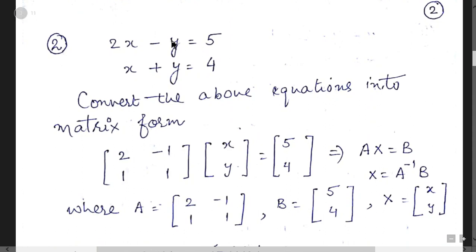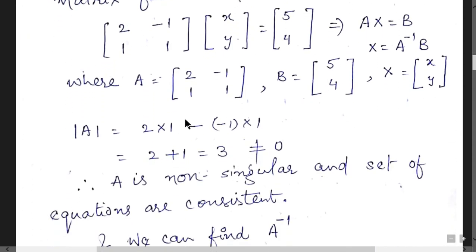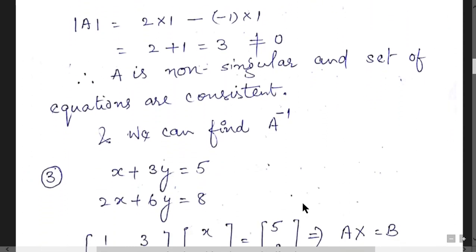Question number second. Similarly, you can convert into matrix form: 2, 1, minus 1, 1, then x, y and 5, 4. The value of A is this. Calculate the determinant of this matrix. If this value is not equal to 0, it means it's non-singular and the set of equations is consistent and we can find A inverse.